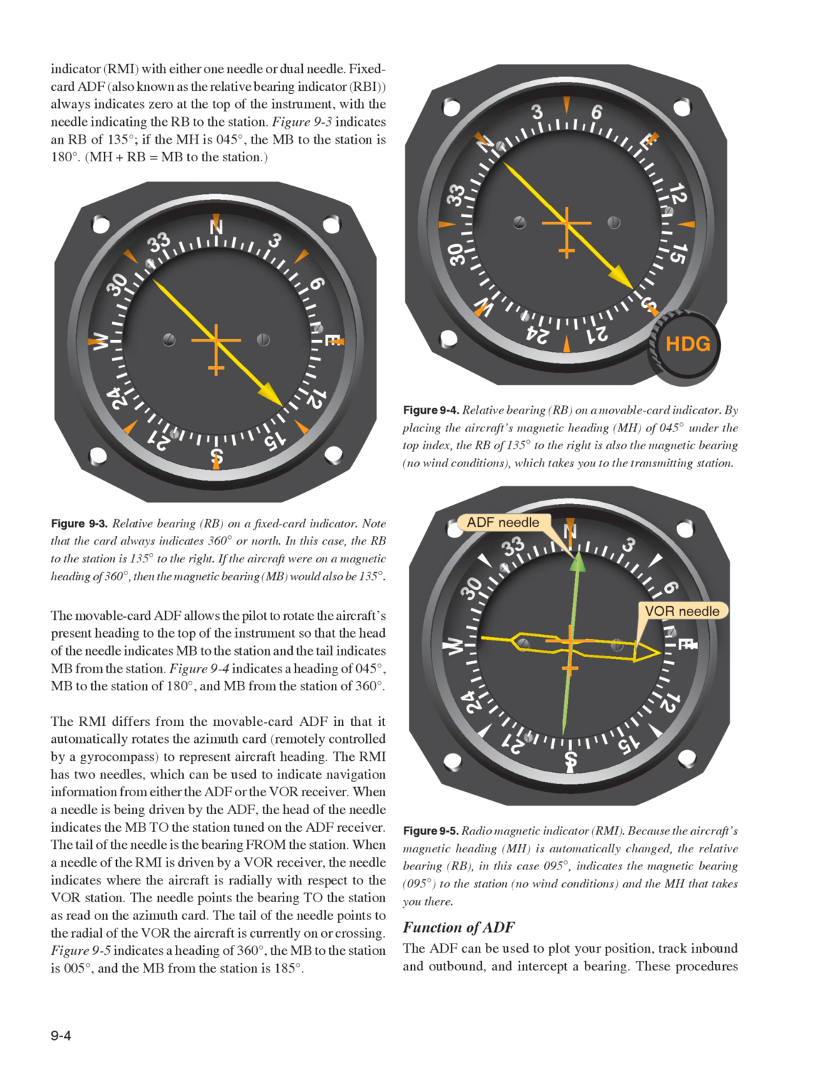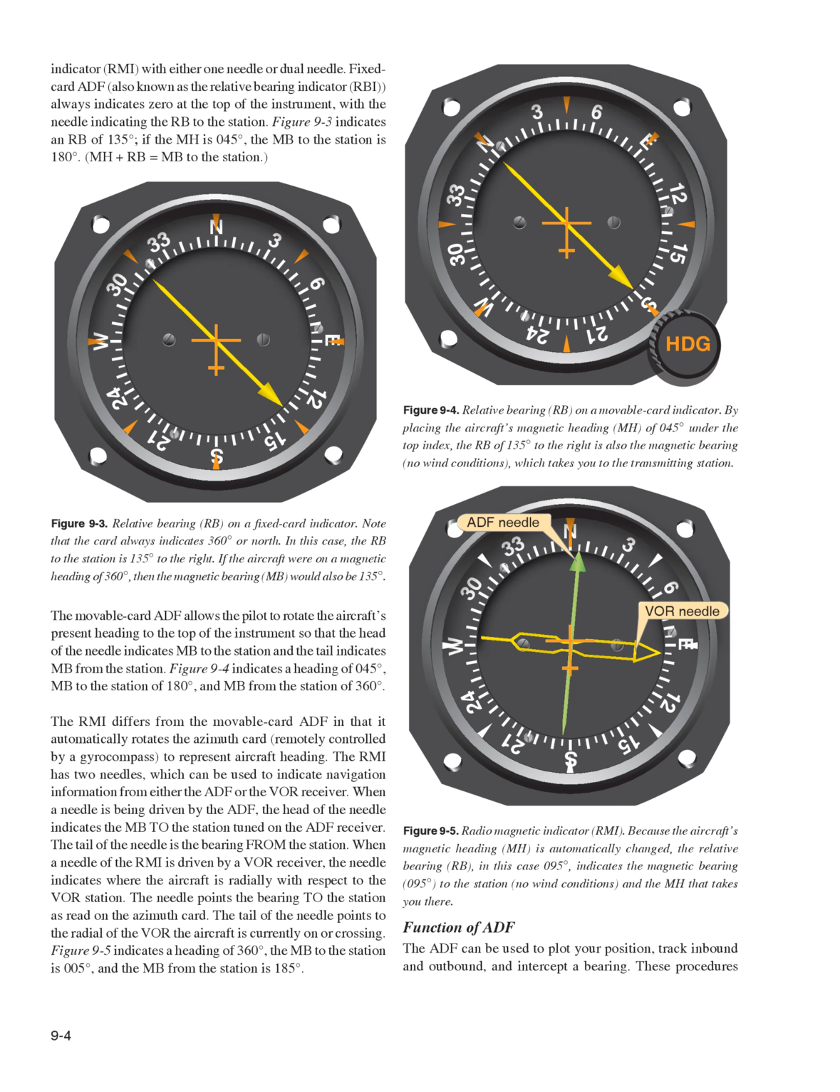Figure 9.3 indicates a relative bearing of 135 degrees. If the MH is 045 degrees, the MB to the station is 180 degrees. MH plus relative bearing equals MB to the station. The station is 135 degrees to the right. If the aircraft were on a magnetic heading of 360 degrees, then the magnetic bearing, MB, would also be 135 degrees.